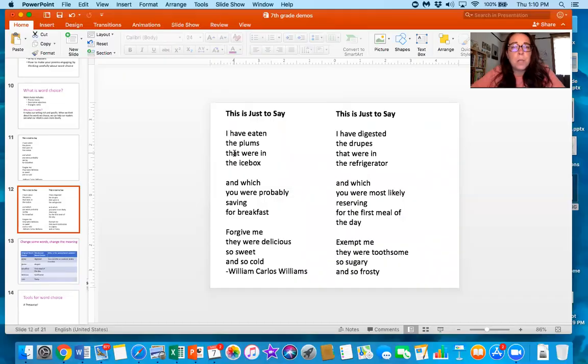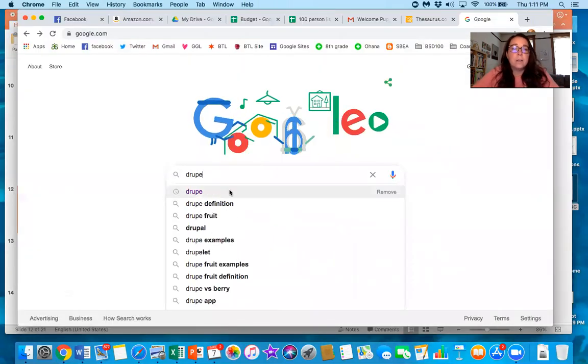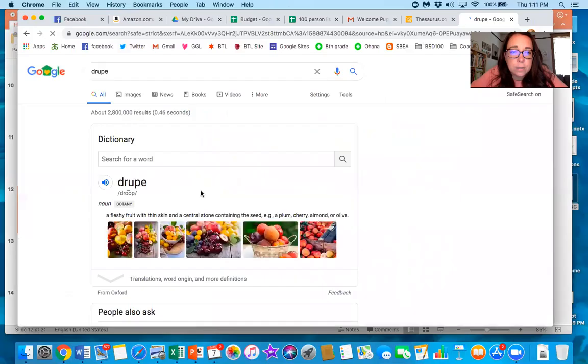Now, the next one is plums, and then the second author said drupes. I have eaten the plums that were in the icebox. I have digested the drupes that were in the refrigerator. Okay, I don't even know what a drupe is. So first thing I want to do is look that up.